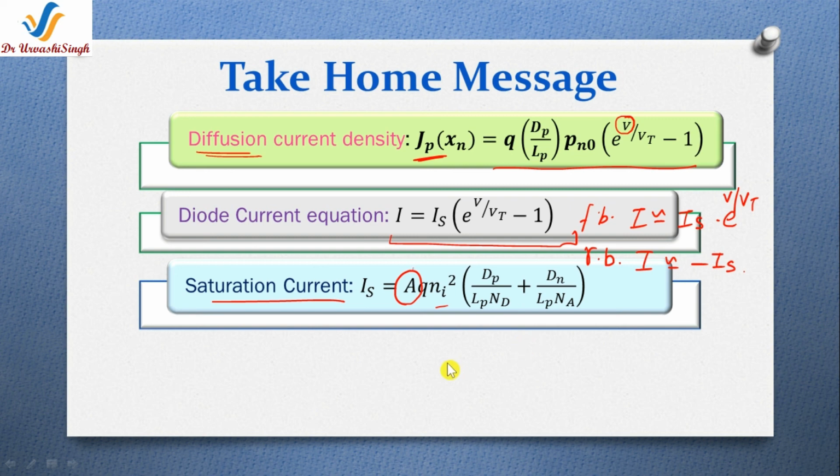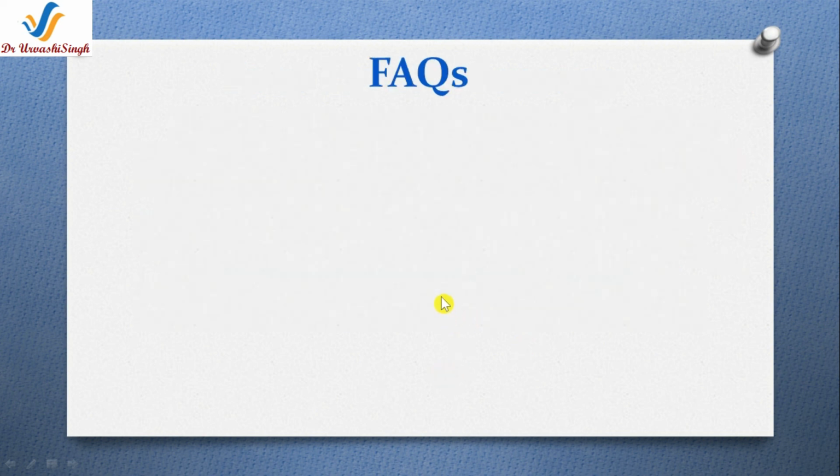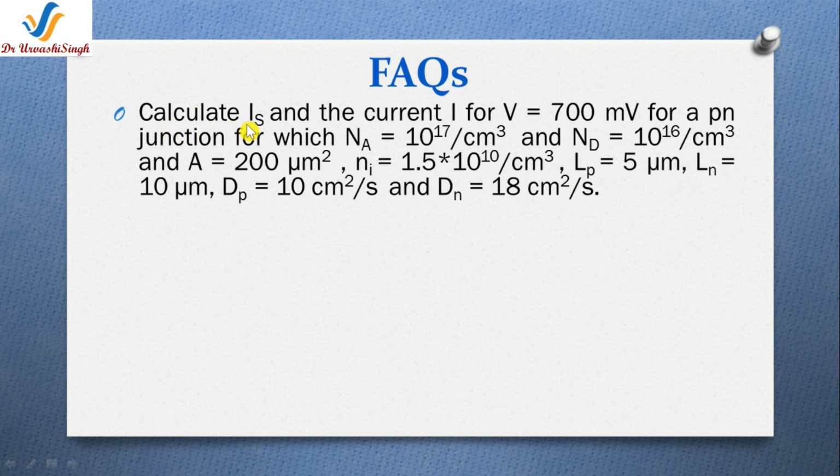Now let's see some frequently asked questions from the topic. The first one is, calculate Is, the saturation current, and the total current for a voltage of 700 millivolt for a PN junction for which the concentrations of acceptor and donor are this, and the cross-sectional area of the junction is 200 micrometer square. So you have to convert this into centimeter square, and the intrinsic carrier concentration is this. The diffusion length is given. The diffusion constant is also given. You have all the values you need to put in the equations of the total current and the saturation current.